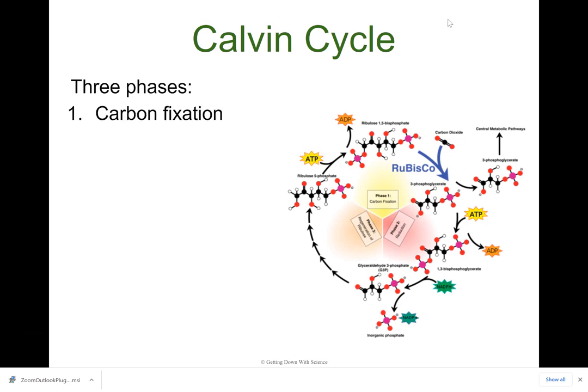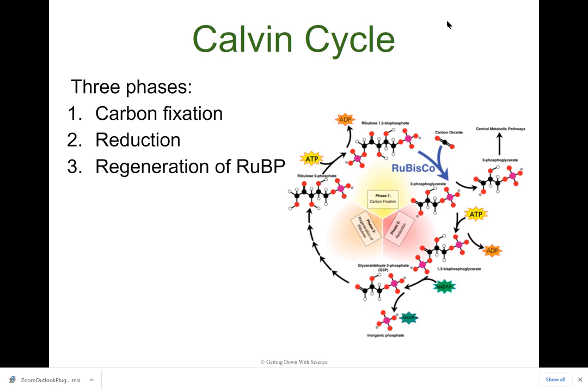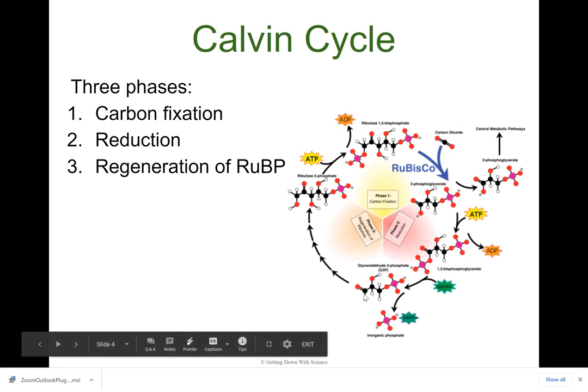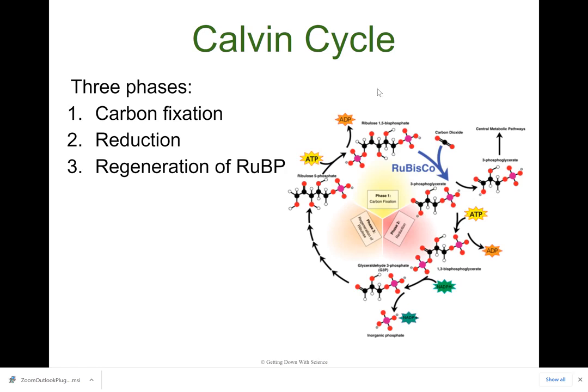So we have 3 phases in the Calvin cycle. We have what we call carbon fixation. We have reduction, and we have regeneration of RUBP. Obviously, we need to recreate a molecule that we started with throughout the process, otherwise it wouldn't be a cycle if we didn't recreate it, right?